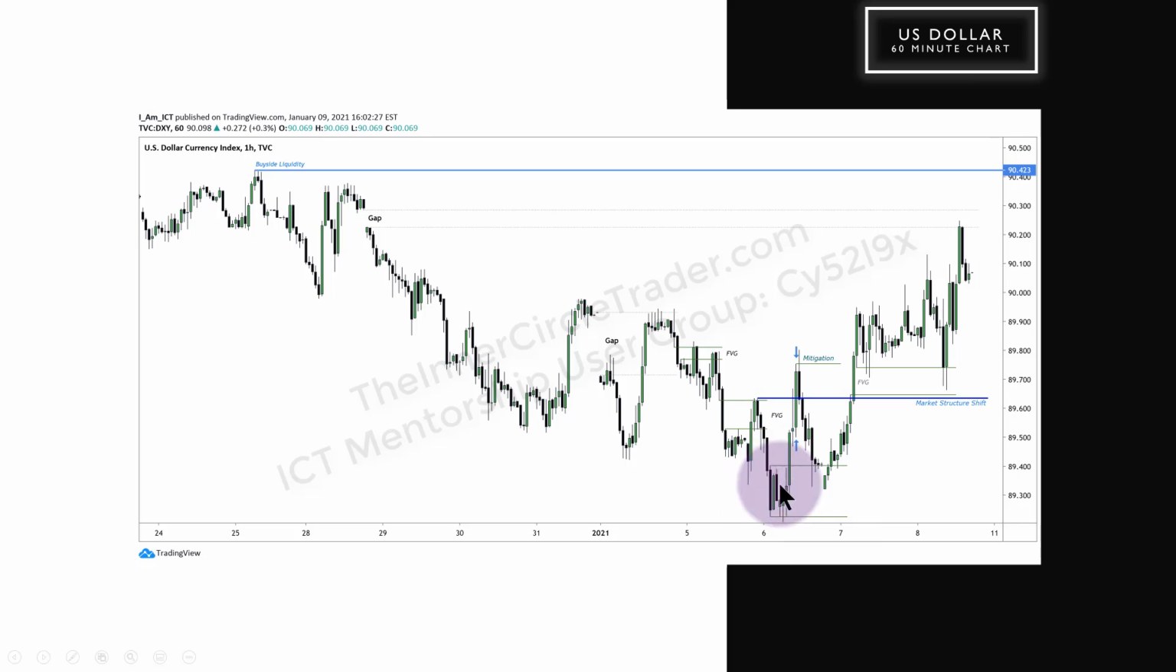So we have an order block here, the high and the low. That's the entire range. You can see we traded back down to the mean threshold of that.